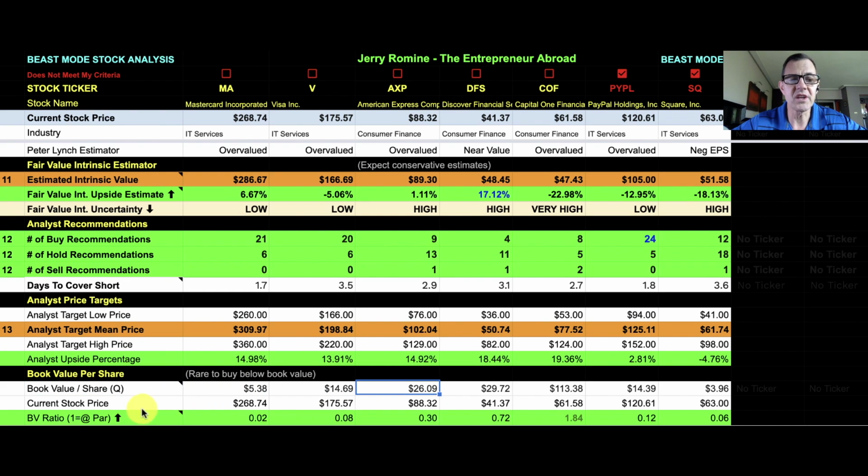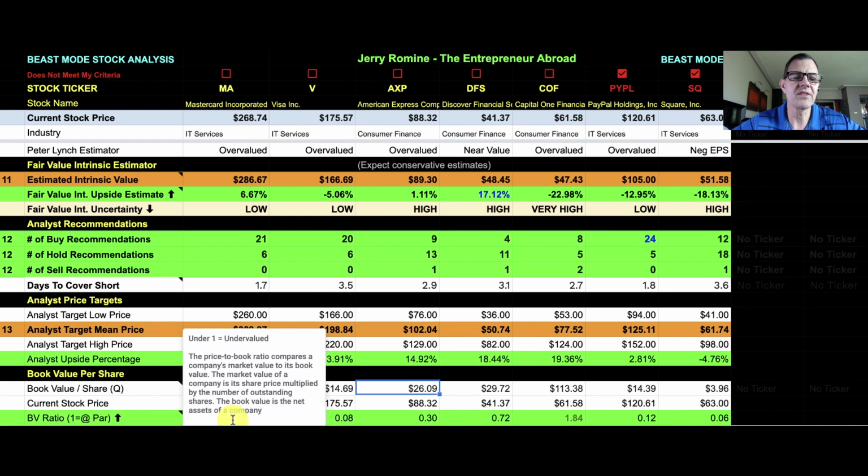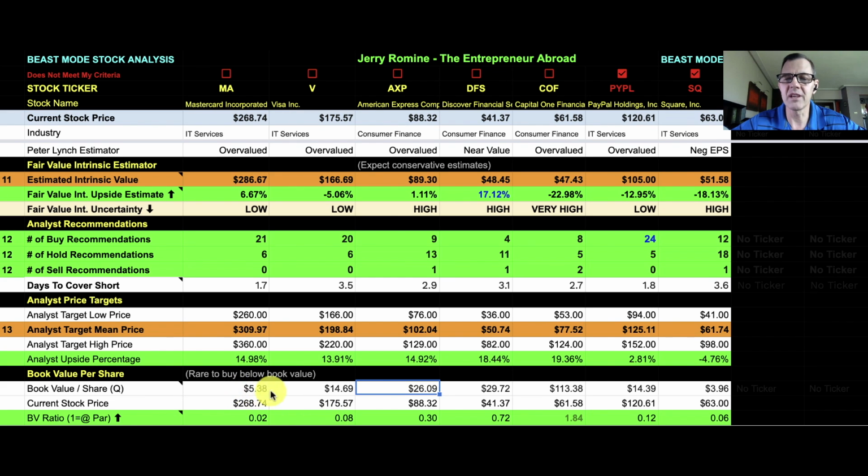So when we look at the book values here, we can see that MasterCard has a book value of 5.38 and a current stock price of $268.74, and then we use a book value ratio, so it's an apples to apples comparison. If it's a 1, they're trading at par. If the BV ratio is above 1, it means that we can actually buy below the book value. And we're lucky because today we actually have Capital One Finance, and they have a book value per share of $113.38, and they have a current stock price of $61.58. And we can see that the BV ratio is 1.84, meaning we can actually buy this at a discount to its book value. We don't see that very often. Pretty cool that we can actually see it here.